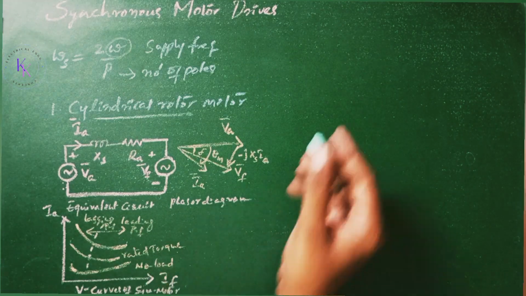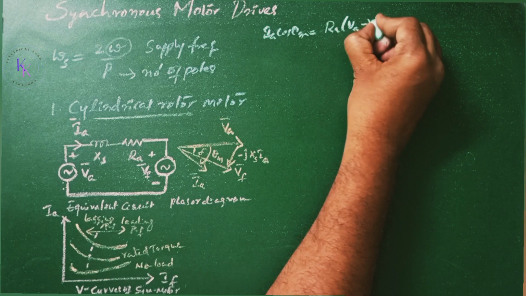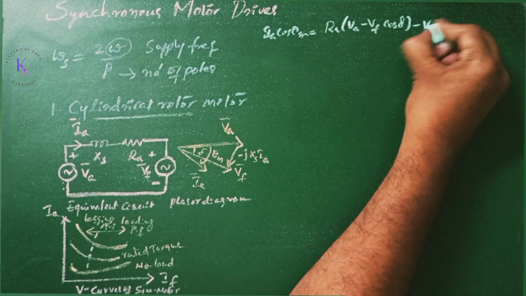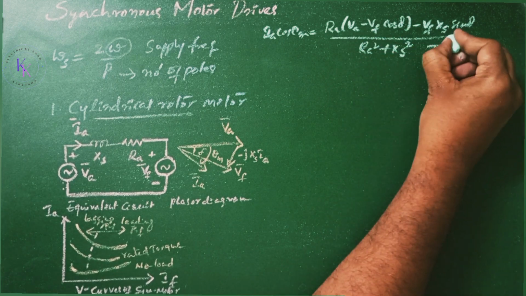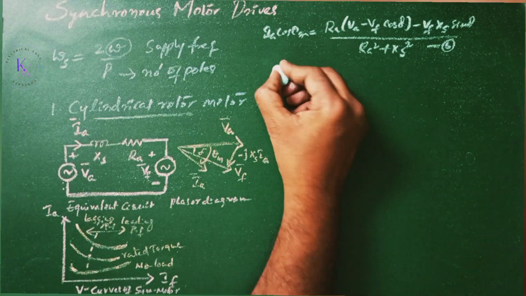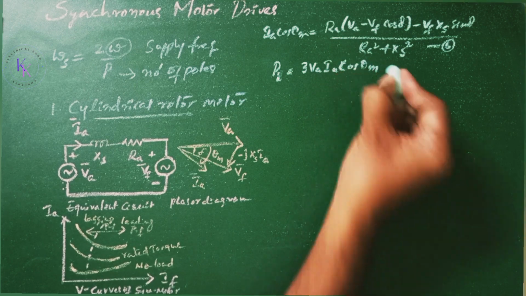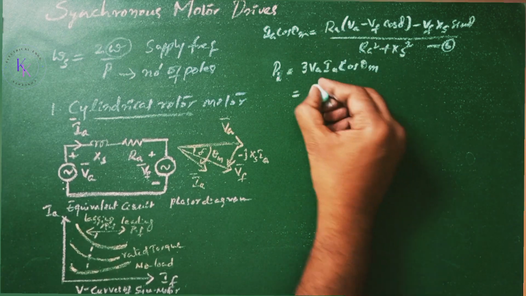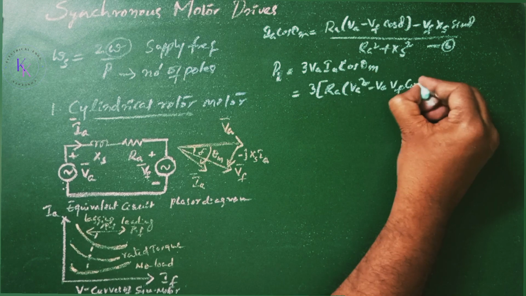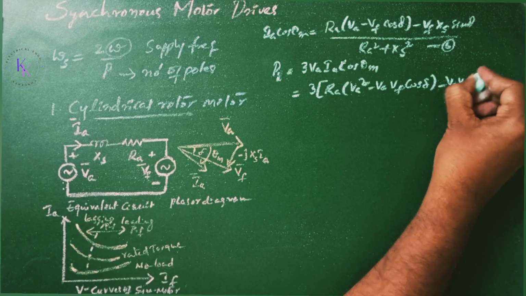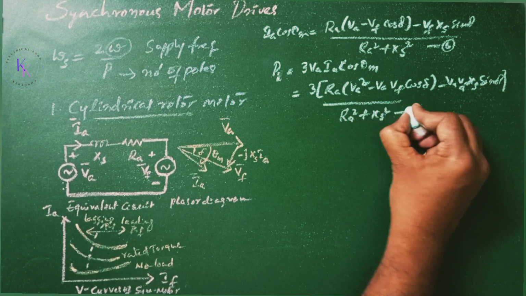Now, from equation number 5, the real parts will become Ia cos theta m equals Ra Va minus Vf cos delta minus Vf XS sin delta divided by Ra square plus XS square. Let it be equation number 6. Now the input power Pi equals 3 Va Ia cos theta m. Now substituting Ia value from this equation, we are going to get 3 Ra Va square minus Va Vf cos delta minus Va Vf XS sin delta divided by Ra square plus XS square. This is equation number 7.